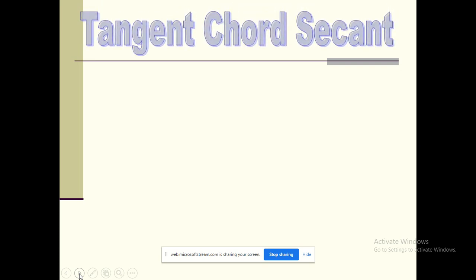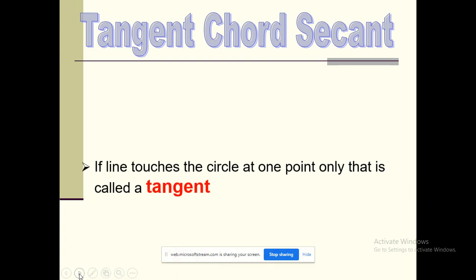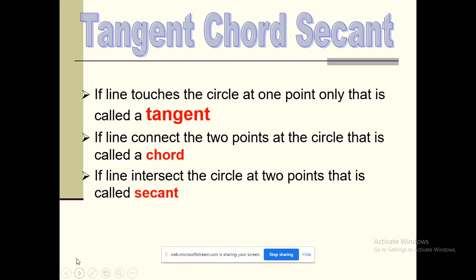Okay, let's start first. What does it mean? From here, you need to start to write. Tangent, chord, secant. What does it mean? Tangent. What does it mean? Chord. What does it mean? Secant. We have three kinds. We have tangent, we have chord, we have secant.